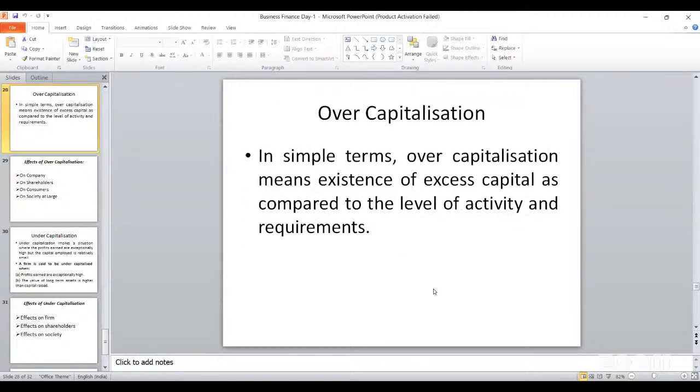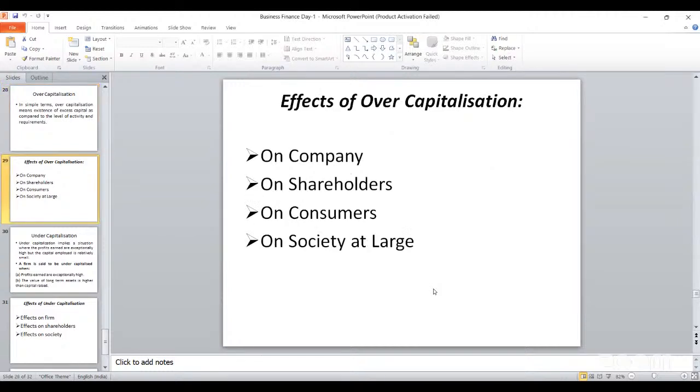See, overcapitalization means existence of excess capital as compared to the level of activity and requirements. If it is there, then the company is said to be overcapitalized. Now, what are the effects of overcapitalization? Basically, it depends on the company, your shareholders, your consumers, and also the society or the people who are working at large.